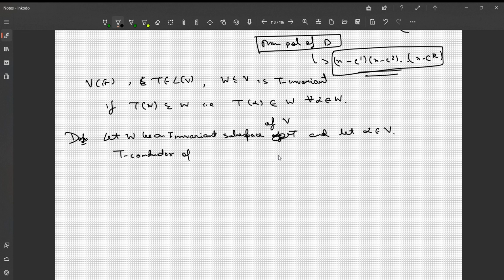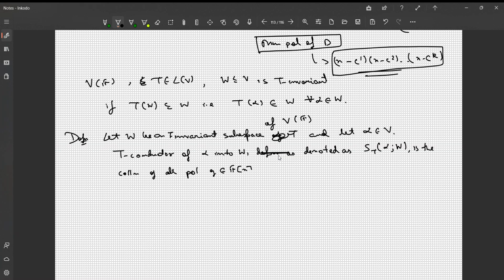Then the T conductor of alpha into W, defined as, rather I should say denoted as S_T(alpha; W), is the collection of all polynomials g in F[x], where F is the underlying field, such that g(T) of this vector alpha is inside W. Is it clear? So it's called the T conductor of alpha into W.